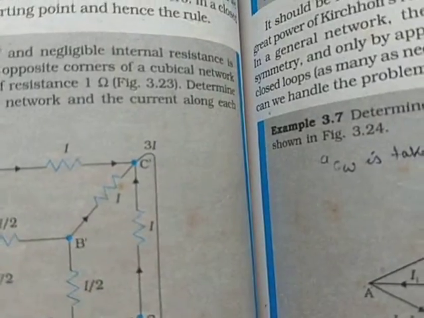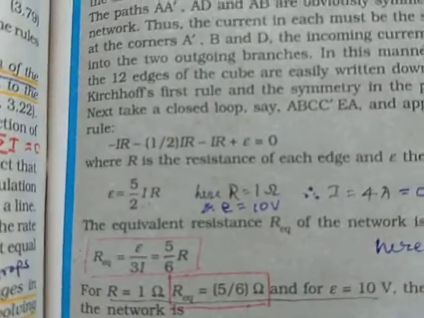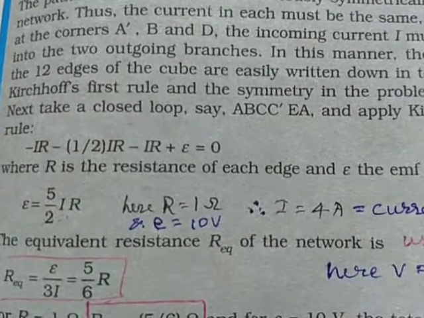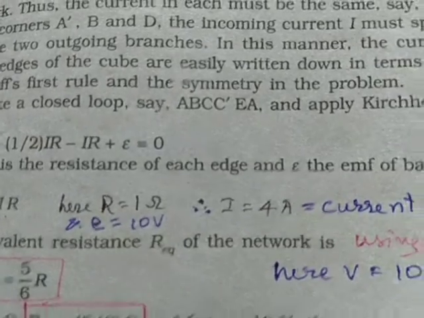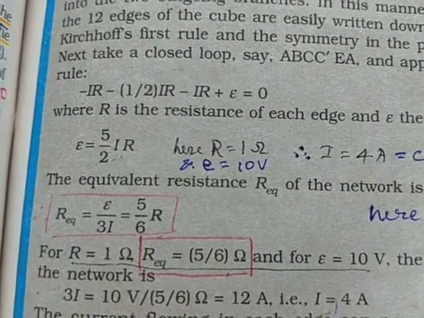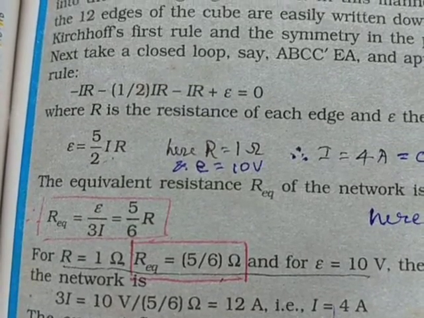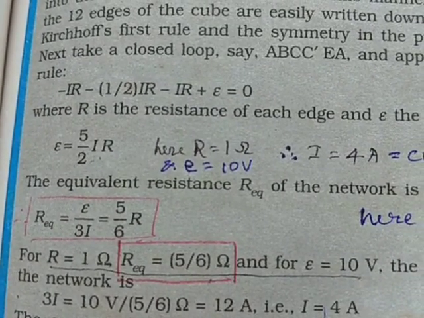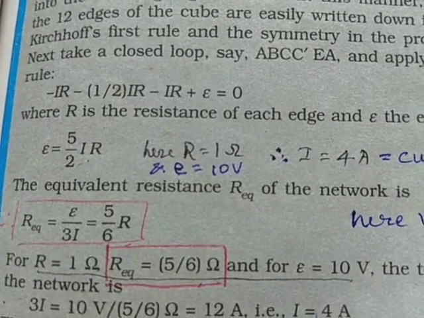So now we can apply Kirchhoff's law for the loop A, B, C, C dash, E and A, and then we get the relation: minus IR, minus (within bracket) half IR, minus IR, plus the applied voltage, that is the cell voltage E, is equal to 0.